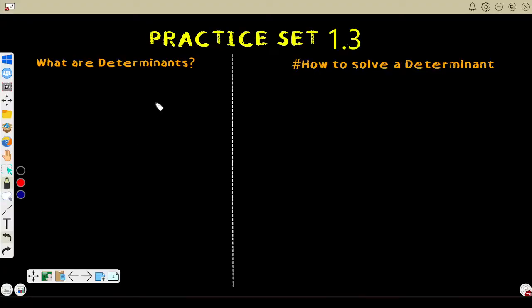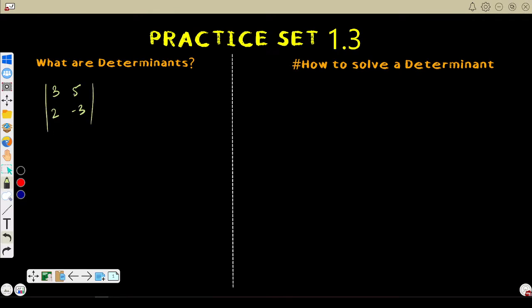In practice set 1.3, we will first look at what are determinants. To understand what are determinants, I'll take an example. If you look at this, I have taken four numbers: 3, 5, 2 and minus 3.